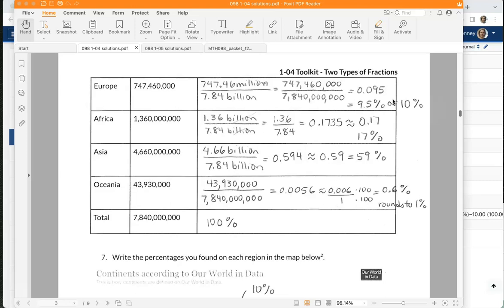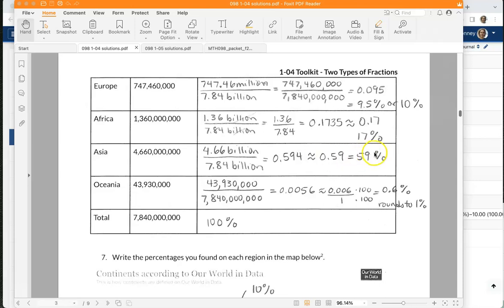Africa is big enough that it is in billions, and so 1.36 billion over 7.84 billion saves me writing out those really huge numbers. And when you're typing those into your calculator to divide, it's easy to screw up and miss a zero and then you get the wrong percentage. So when you have the opportunity to cancel the words out, it's good to jump on that. And then you can go more quickly to your decimal. Same for Asia.